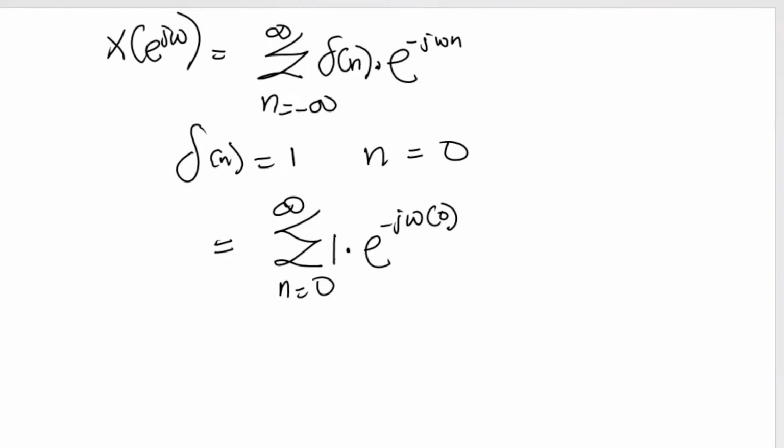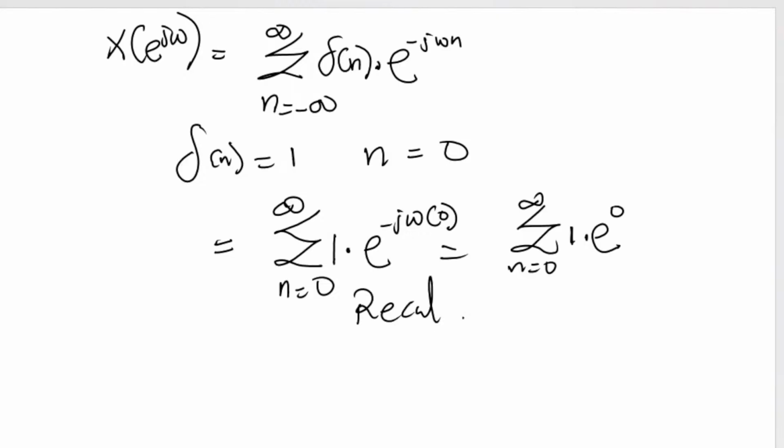From the definition of the impulse signal, are we together? Now remember, anything multiplying 0 is 0. So from what we have here, you have the sum from n equals 0 to infinity, such that 1 multiplied by exponential 0 multiplying everything here will simply give you 0. So we have this to be 1 multiplied by exponential raised to the power of 0. Now recall that exponential raised to the power of 0 is equal to 1. Are we together?